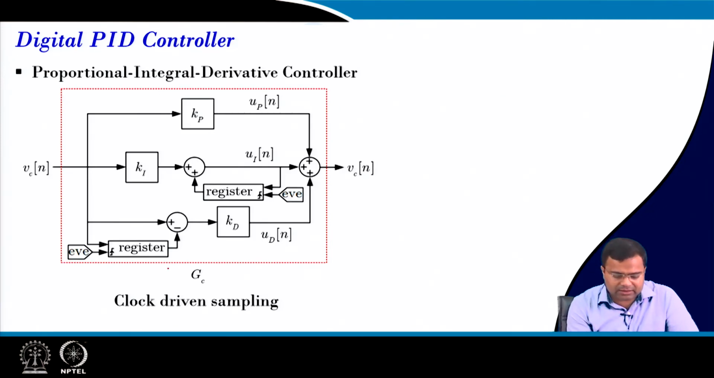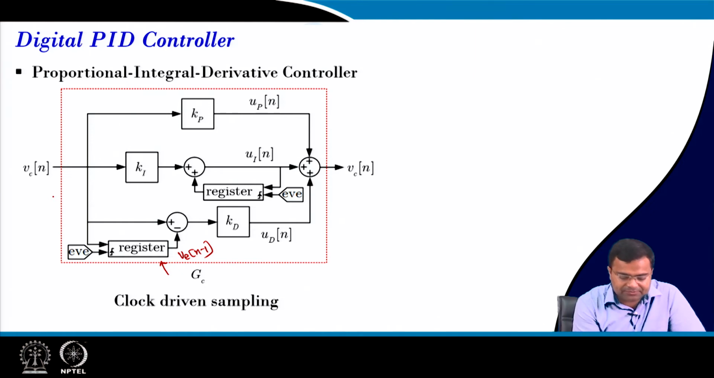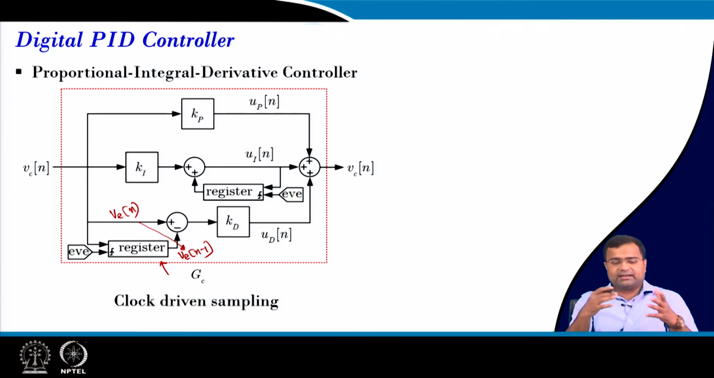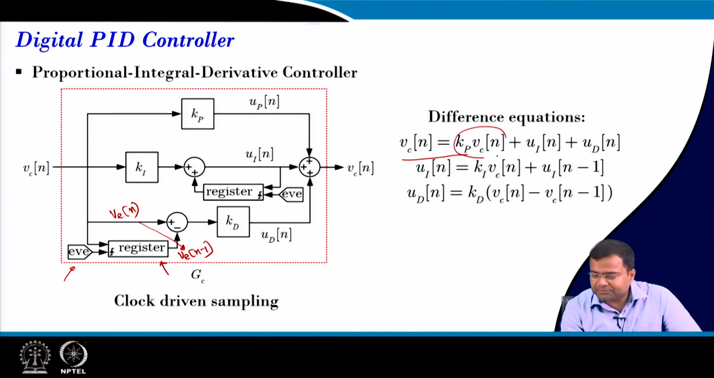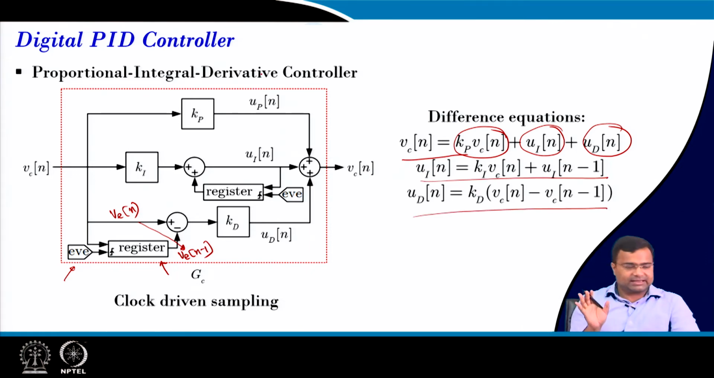Similarly, for the PI controller, we can also generate. Here what we need, this has to be Ve of n minus 1, this is Ve of n, and this is a delayed version of this. This delay is again created by a register and a clock. So, this is a clock driven sampling, that means the update is happening with respect to clock. This is the proportional part, this is the integral part, and this is the derivative part. The integral part is written like this, the derivative part is written like this, and the overall implementation is like this.